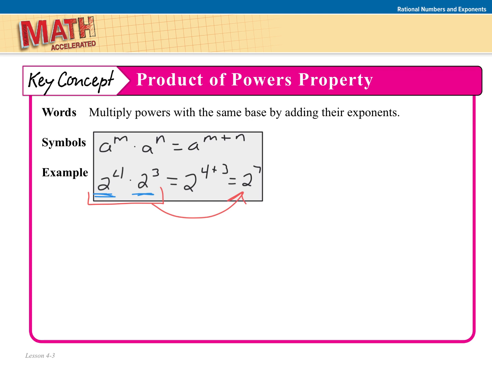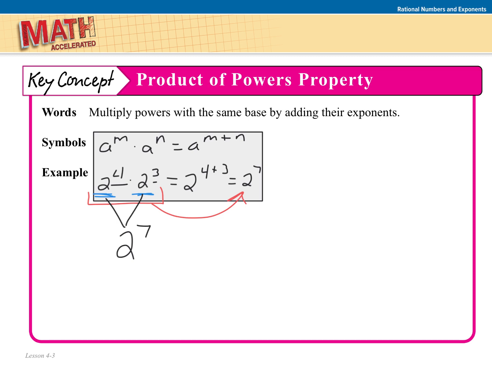Having the same base is very important because if they have the same base, that means we can keep the base. And then since we're multiplying, we're going to add the exponents together. Okay, so we have 4 and 3. We're going to add those together to get 7. Okay, so if we're multiplying powers of the same base, we're going to keep the base and add the exponents.